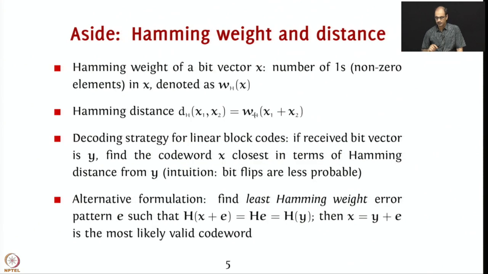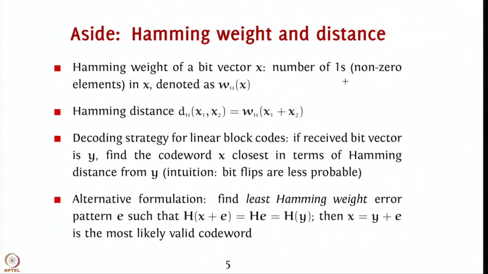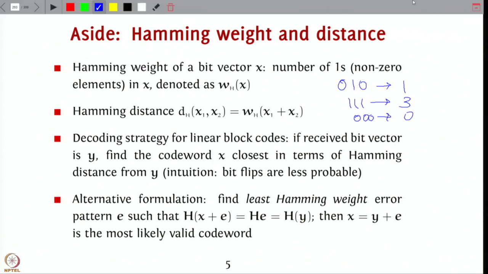As a small aside, we're going to discuss Hamming weight and distance. The Hamming weight of a bit vector x is the number of ones, or the number of non-zero elements in x, denoted as wh of x. Of course, wh is a number between 0 and n. For example, let's take n equal to 3. If you take 0 1 0, the weight is 1 because it has one 1. 1 1 1, the weight is 3. 0 0 0, the weight is 0. So in that sense, wh counts the number of ones.